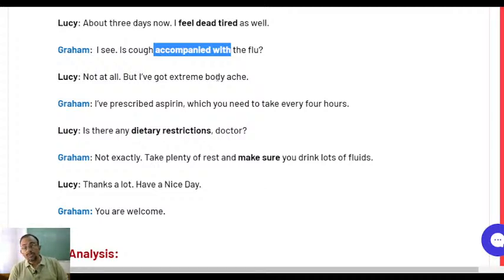Flu. They don't say fever, they say flu. So fever is more formal and flu is informal actually, right? So I see is cough accompanied with the flu. So always remember, dear students, accompanied with a thing, by a person.